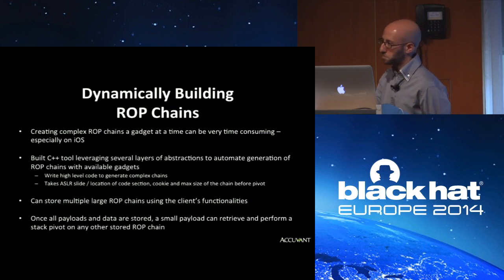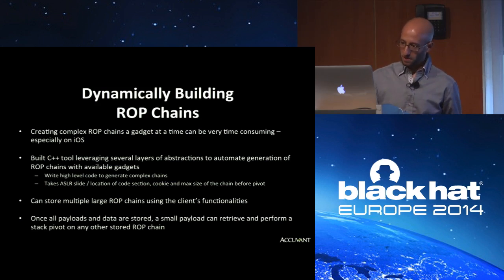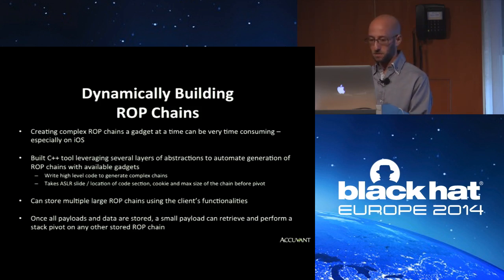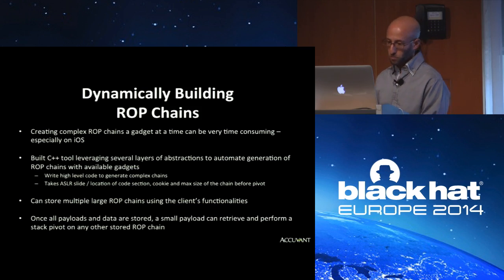Okay, well, we have ASLR and the stack. Now what? We have to build ROP. ROP chains are very time-consuming, especially on iOS. We built a tool to automate it for us. Using multiple layers of abstraction, we generate a large number of ROP chains with what available gadgets we have. We also pass it the ASLR slide, location of the code section, cookies, and max size of the chain, and it will then create our different payloads and also pivot if we want to.